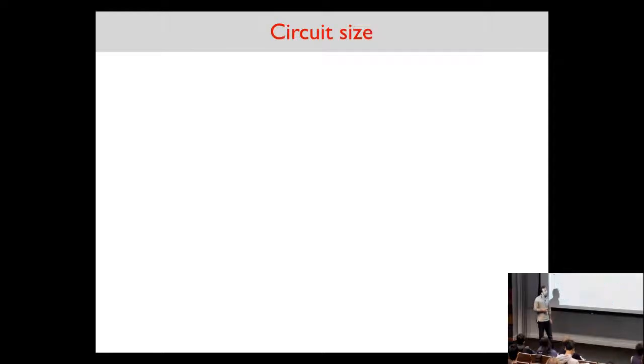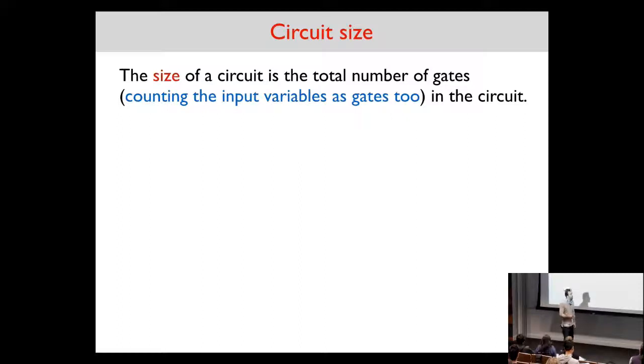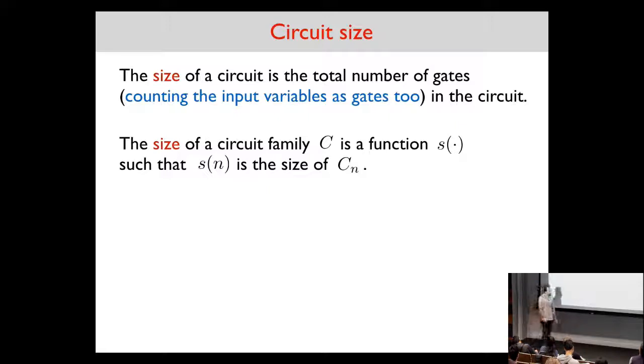So first, let's define what we mean by circuit size. What's the complexity measure associated with circuits? It's the circuit size, which is basically the number of gates in the circuit. I'm going to count the input variables as gates too. You don't have to, it's not a crucial difference, but you can, and I will. Then the size of a circuit is just a function, small s, such that s of n is the size of C sub n.